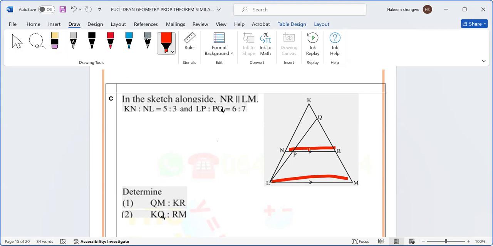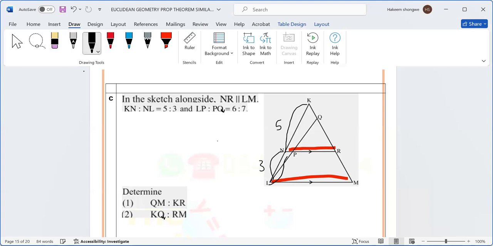Okay, they give us the ratio of KN. KN is from here to here. It's 5:3. KN is 5, then it's 3. And then continue. It says LP is to PQ, which is 7, which is 6:7.